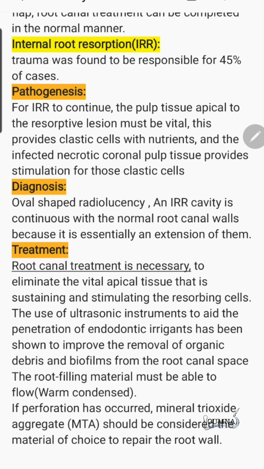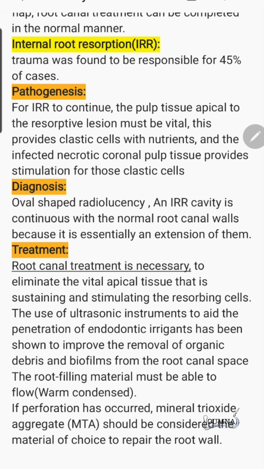eating the dentin. Diagnosis: oval-shaped radiolucency. An IRR cavity is continuous with the normal root canal walls because it is essentially an extension of them. The treatment: root canal treatment is necessary to eliminate the vital apical tissue that is sustaining and stimulating the resorbing cells. The use of ultrasonic instruments to aid the penetration of endodontic irrigants has been shown to improve the removal of organic debris and biofilms from the root canal space.